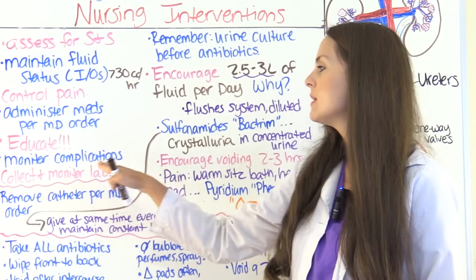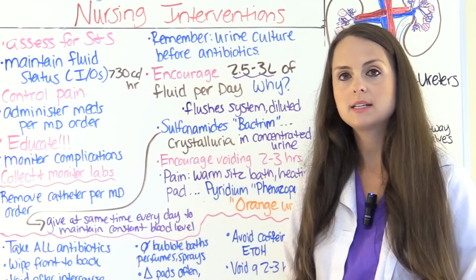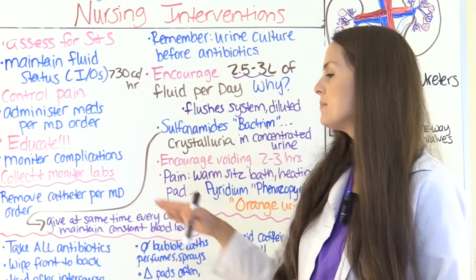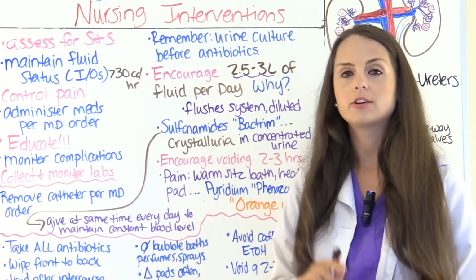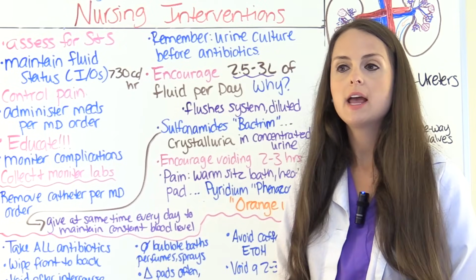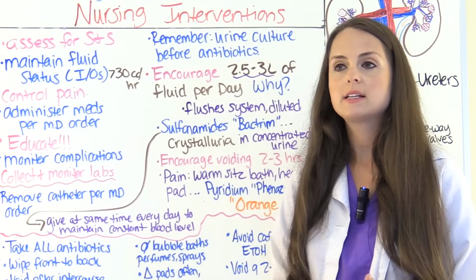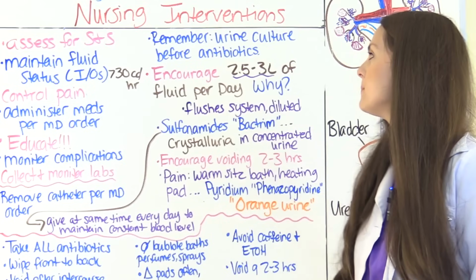We're going to be monitoring them for complications, for when they're becoming septic or maybe treatment's not working. We want to make sure that they're not entering into that. And we're going to collect and monitor their labs, like that urinalysis and urine culture. If anything comes back abnormal, like there are white blood cells or bacteria present in that UA, we need to let the physician know so they can order treatment.